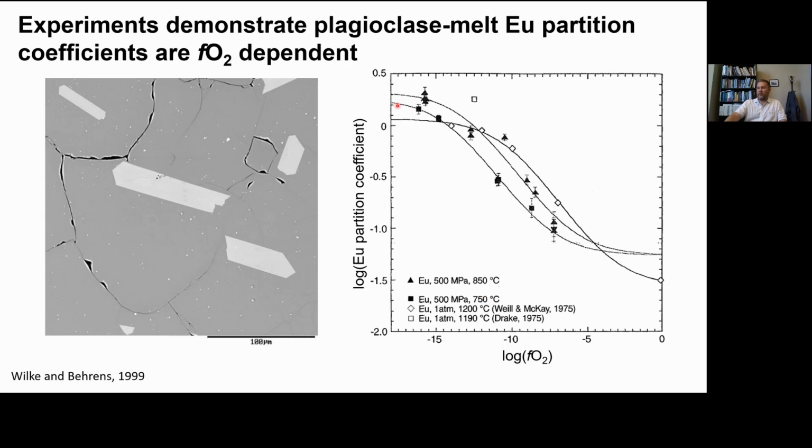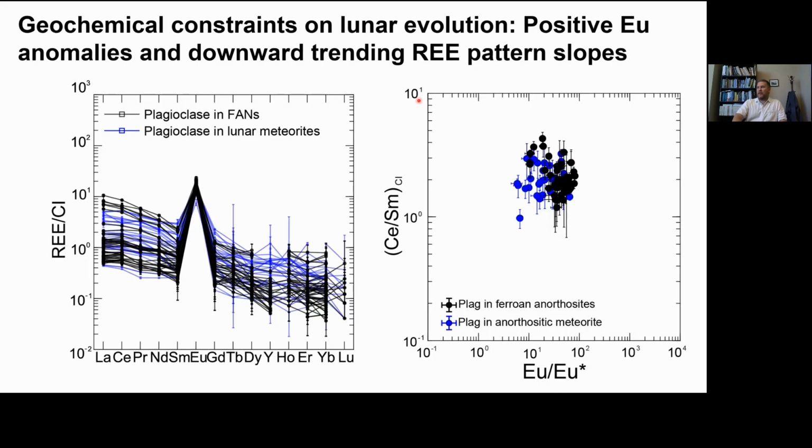They and many others have observed the sinusoidal variation in the partition coefficient with oxygen fugacity, related to that change in valence state and ionic radius, with plagioclase strongly preferring the more reduced europium species. And so this is what produces that large positive europium anomaly that you see in the patterns exhibited by the meteorites and the ferroanorthosites.